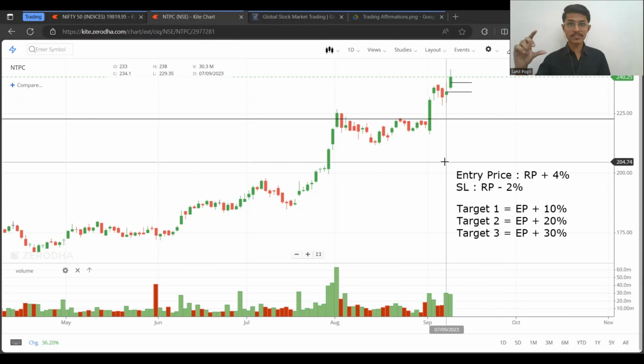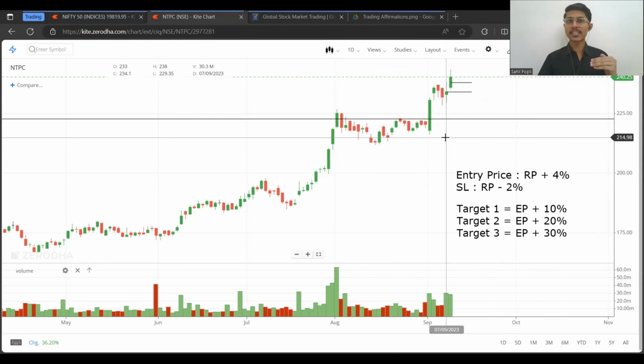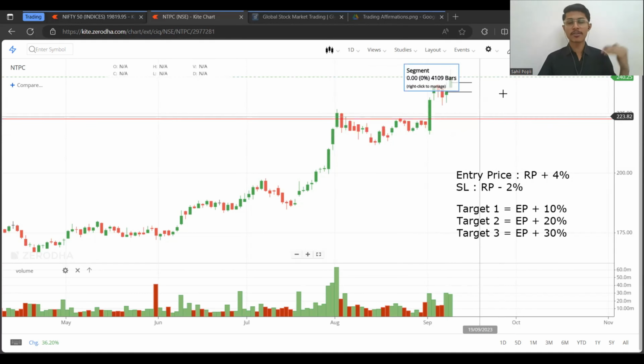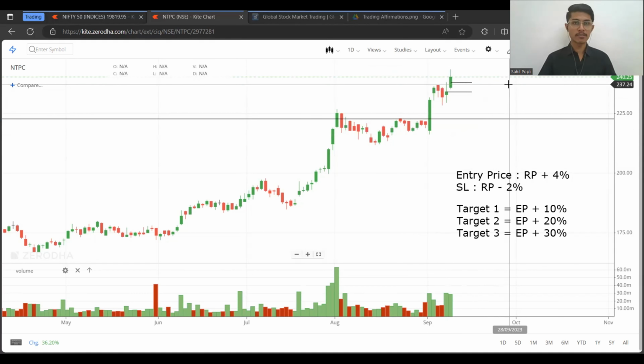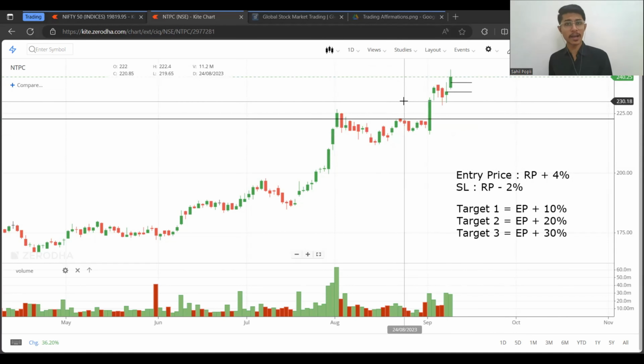This is one of the strategies, and the other strategy is what I explained, that is the cup strategy itself, where the entry price is going to be 222 plus 4%, and 222 minus 2% is going to be our initial stop loss. So 6% becomes the initial risk, and from that point of time we can keep aspiring for 10%, 20%, and 30% on the upper side in terms of our potential rewards. And this can also happen.